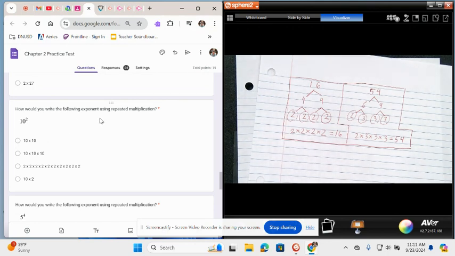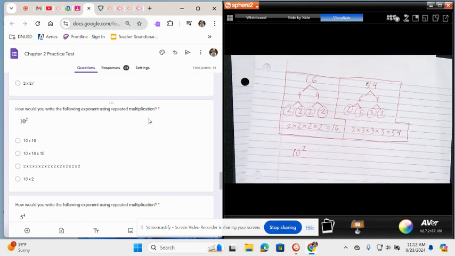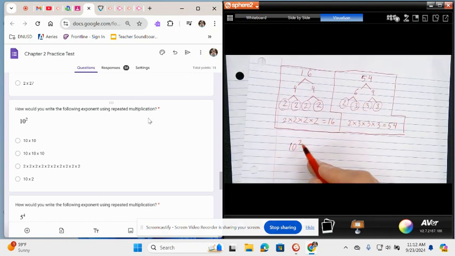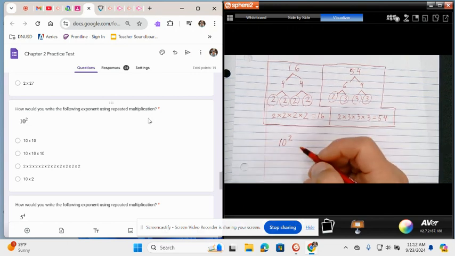It says, how would you write the following exponent using repeated multiplication? And it says 10 to the second power. And the other way we say that is 10 squared. Because remember, anytime a number is raised to the second power, we say it's squared. And anytime it's raised to the third power, we say it's cubed.